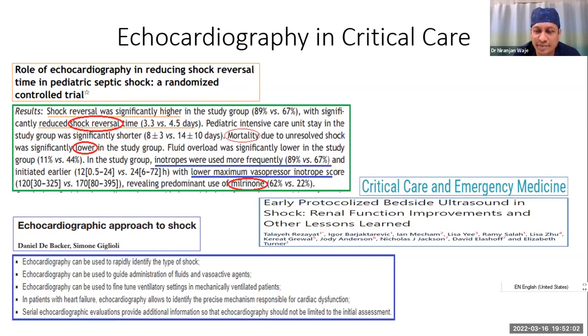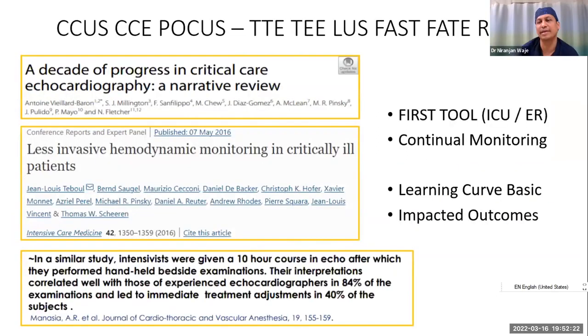In critical care as well as emergency medicine, echo can be used to rapidly identify the type of shock. It can be used to titrate your management. It is further used to monitor whether the management is going in the appropriate direction. It can also help to fine-tune your ventilatory settings and effectively bring about change in the patient outcome.